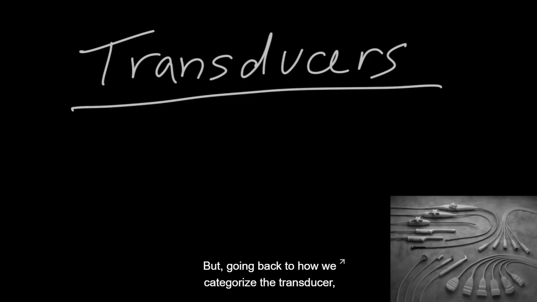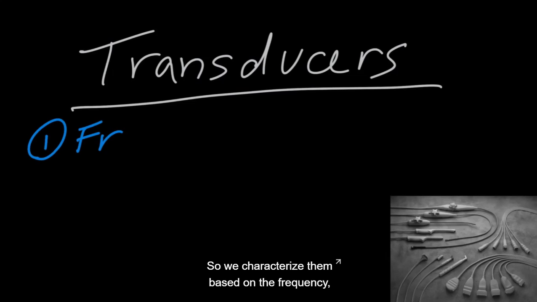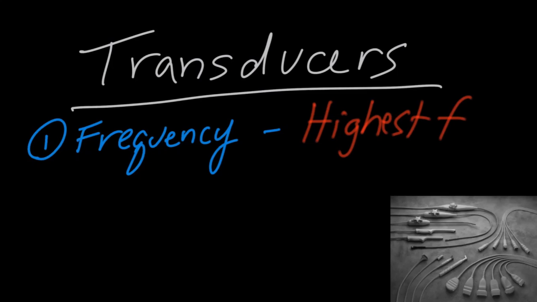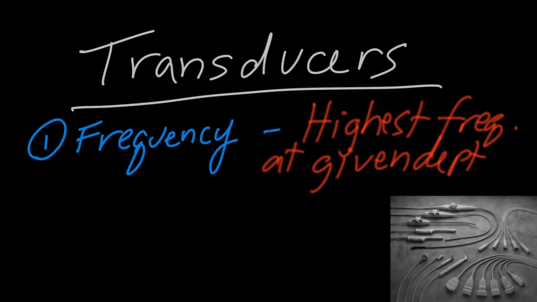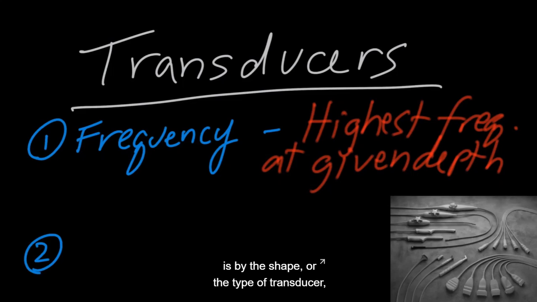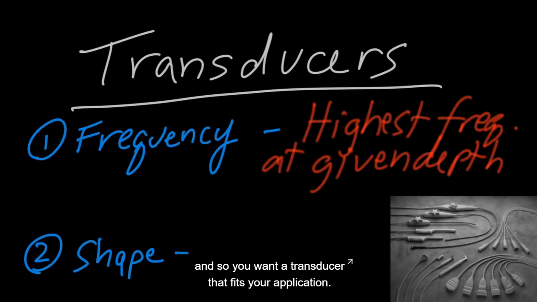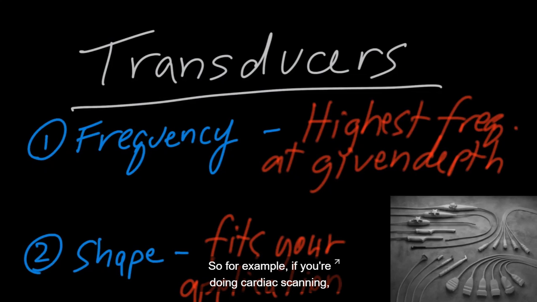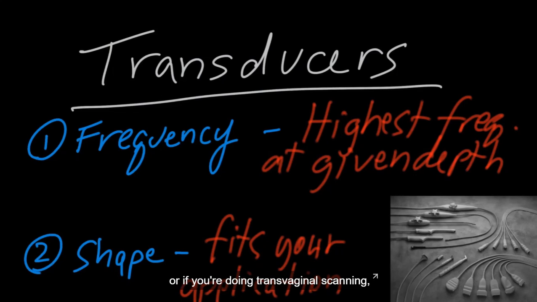But going back to how we categorize the transducer, this is how you're going to pick the transducer. So we categorize them based on the frequency, and so you want the highest frequency possible at the given depth. And then the second way we categorized it is by the shape or the type of transducer. And so you want a transducer that fits your application. So for example, if you're doing cardiac scanning, you would pick a phased array probe because the shape of it is good for intercostal scanning. Or if you're doing transvaginal scanning, the shape of the endocavitary probe will fit transvaginal scanning, etc.